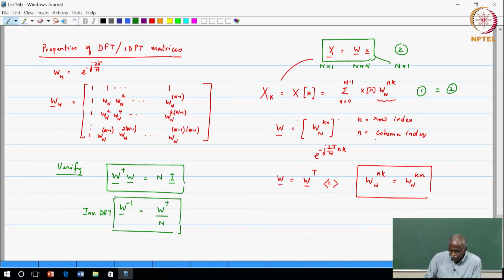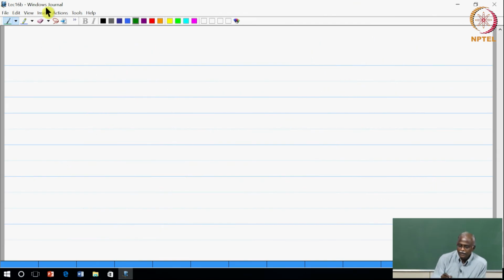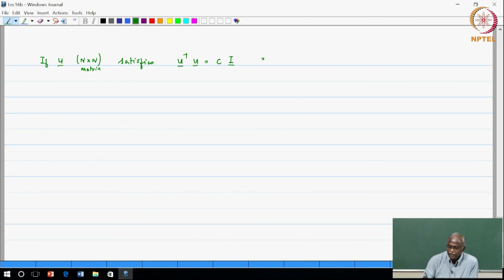Okay. Now, once you study these properties, you can just note down the following observation: if any square n by n matrix satisfies the following condition, U dagger U is equal to a constant times the identity matrix, for some scale factor c greater than 0, then U is said to be unitary. Unitary matrices have got many interesting properties.